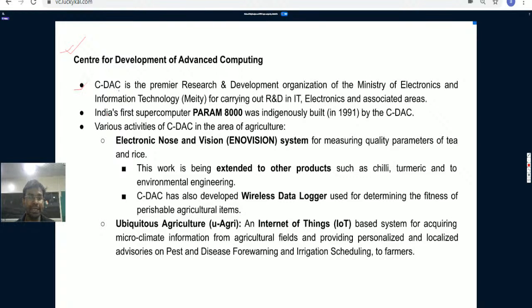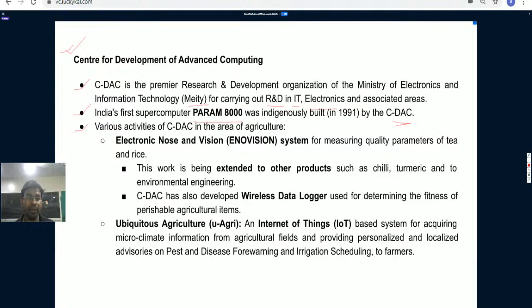CDAC is the premier research and development organization of the Ministry of Electronics and Information Technology, in short known as MeitY, for carrying out research and development in IT, electronics and associated areas. India's first supercomputer, named Param 8000, was indigenously built in 1991 by CDAC. Its name is Param 8000.